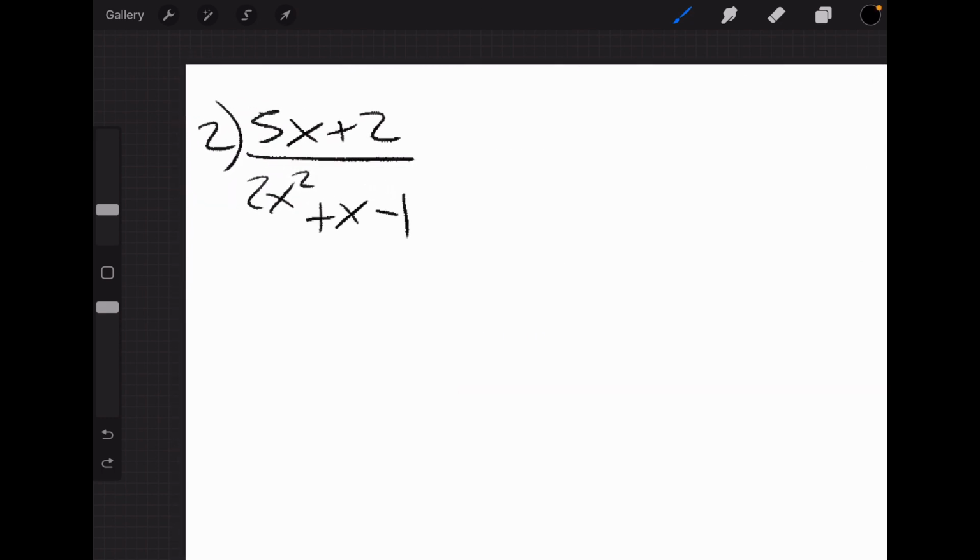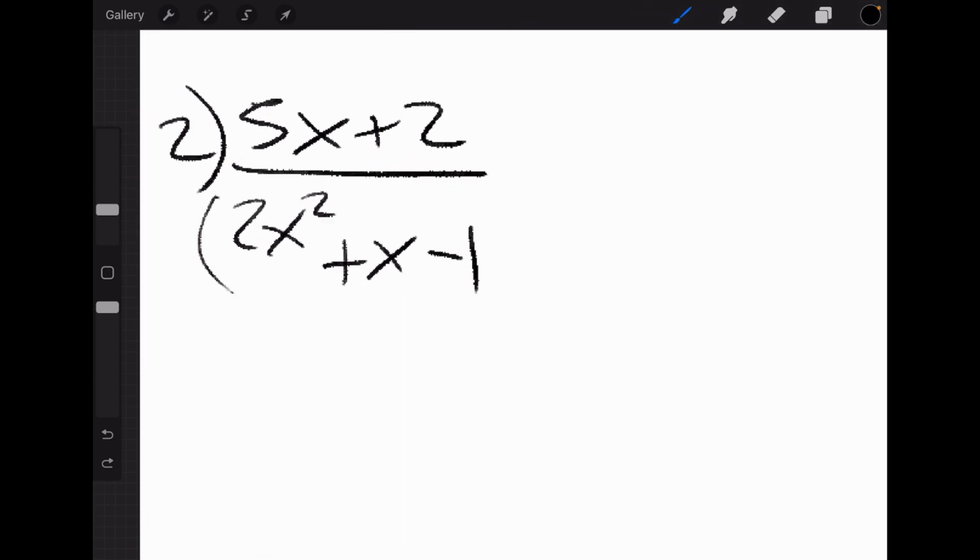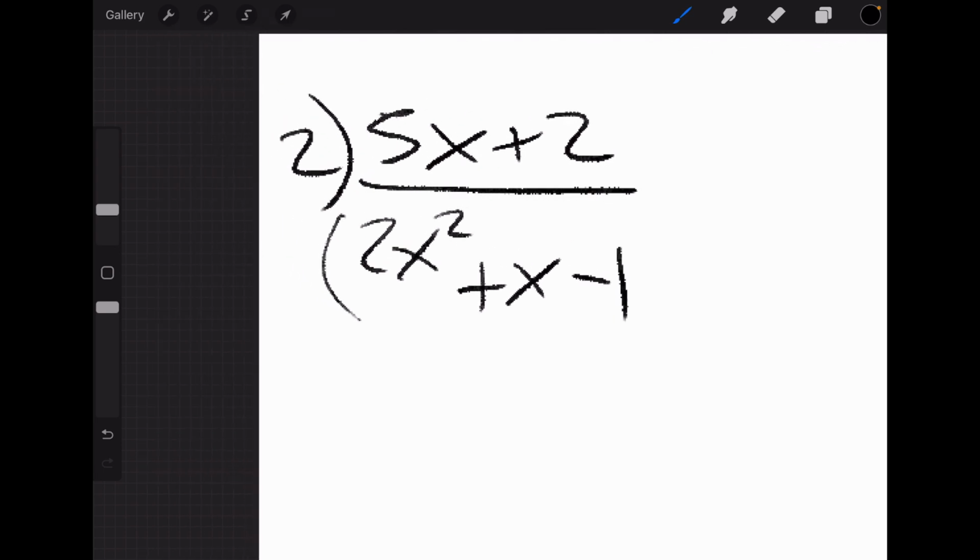So this is problem number 2. We have 5x plus 2 all over 2x squared plus x minus 1. And what we can see is that the degree of the top is less than the degree of the bottom. So that means that we can use partial fraction decomposition, but first we would have to ensure that the bottom can be broken up. It can be factored. I forgot to draw the integral.